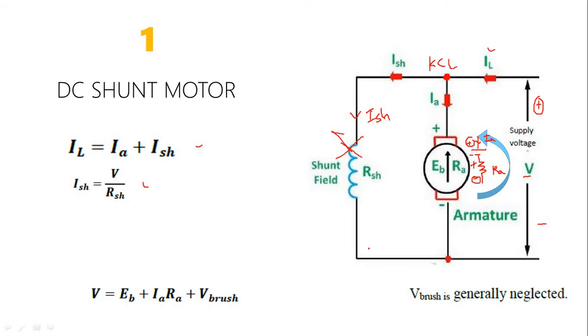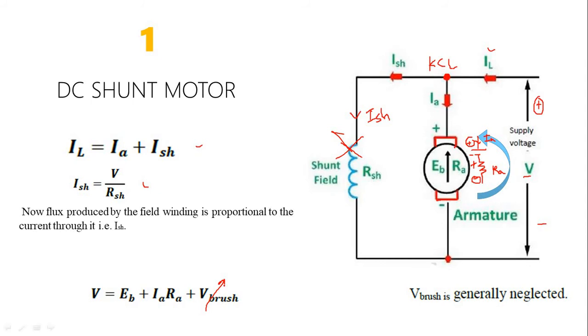So just send that to the right side. Also, on simplification, we can get V equals Eb plus IaRa. And this armature also has a small brush voltage drop, so I'll add V brush, which is nothing but the voltage across the brush contact. One more thing: V brush is generally neglected in some cases, as it is very small. Also, the flux produced by the field winding is proportional to the current flowing through it.